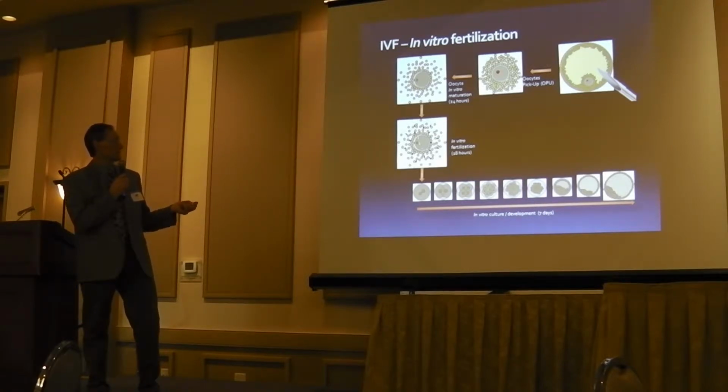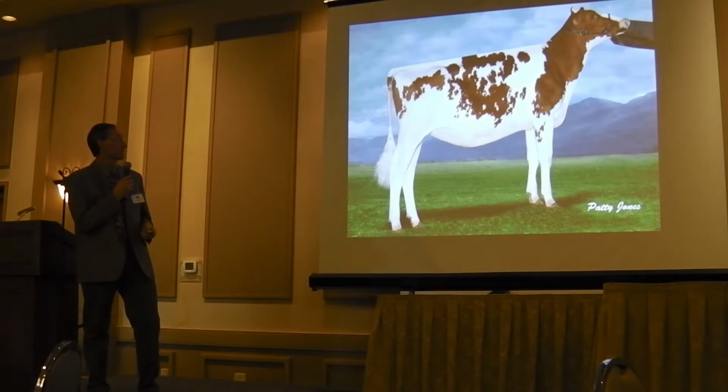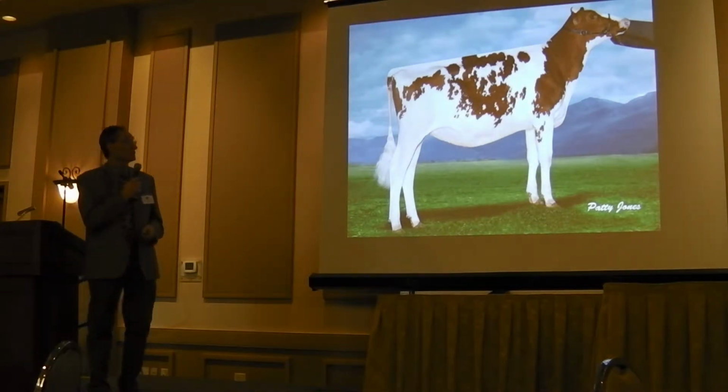It's exposed to the sperm for about 18 hours, and then hopefully you get cleavage, like that first fertilization, that first cleavage of 2 cells, and then development for the 7 days. And we'll show you some embryo pictures along the way too. Okay? Let's start talking about the donors a little bit.